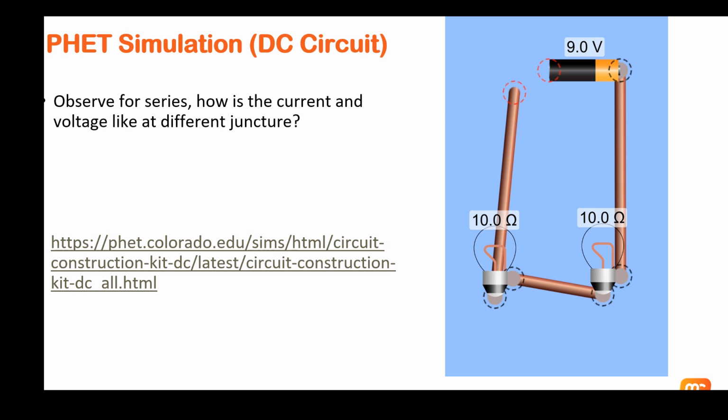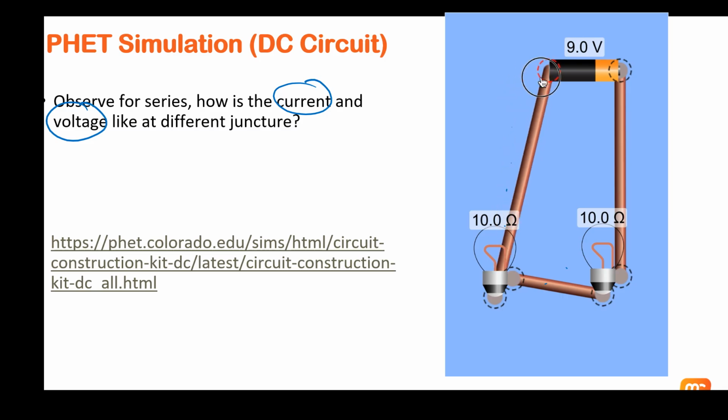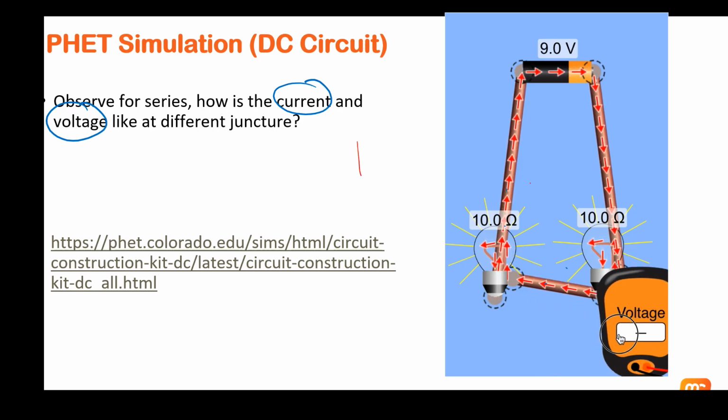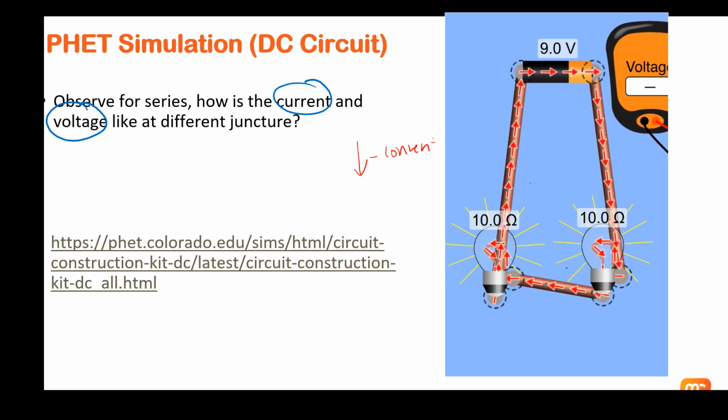Right, now I want you to observe how the current and voltage behave at different parts of the circuit. So this is a video, we're gonna take a look now. So now I'm gonna connect the circuit, and if you look at this represents the electron flow, right? So this red one represents the conventional current. The blue one represents the electron flow.